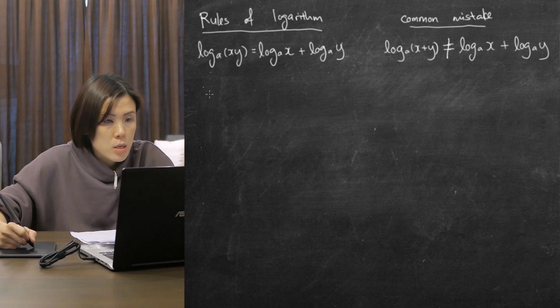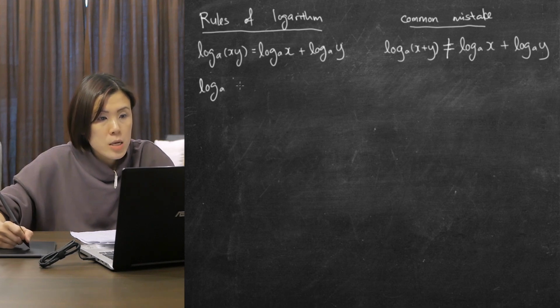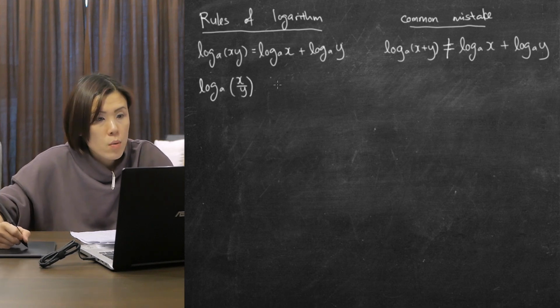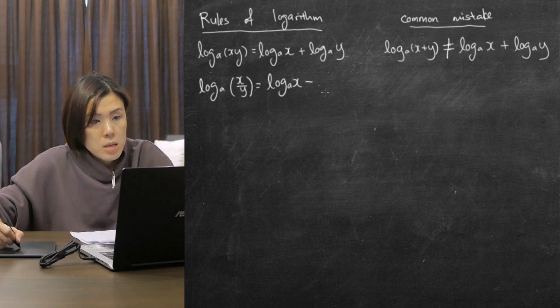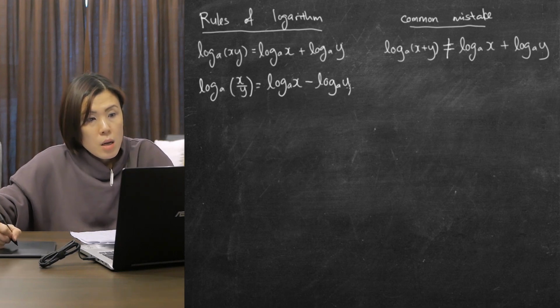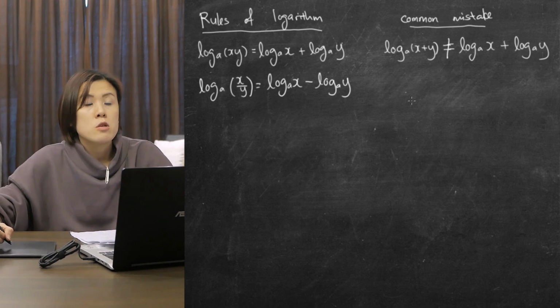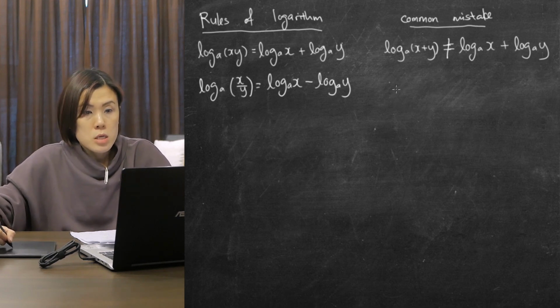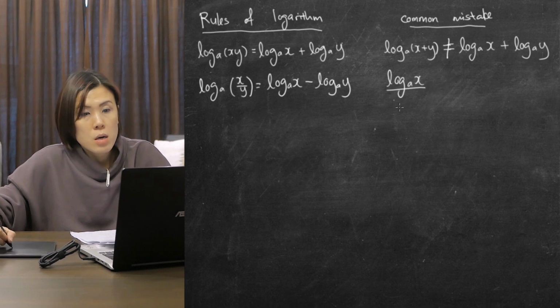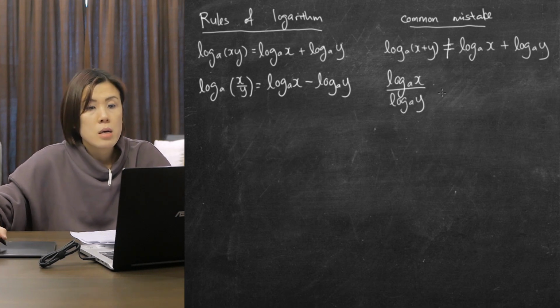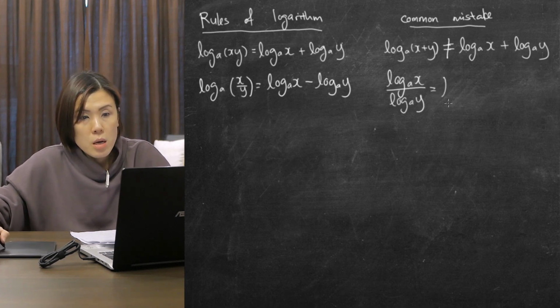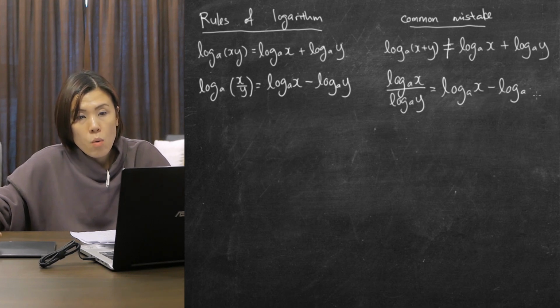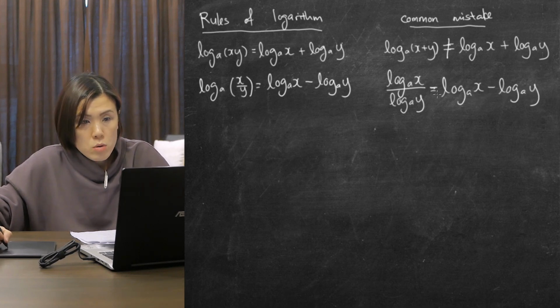Okay, the next rule is logarithm of x over y, which is x divided by y. We can put this as logarithm x minus logarithm y. And a common mistake made by students is when they see logarithm x over logarithm y, some of them will put this as logarithm x minus logarithm y, which is not true. Please note that they are not equal.